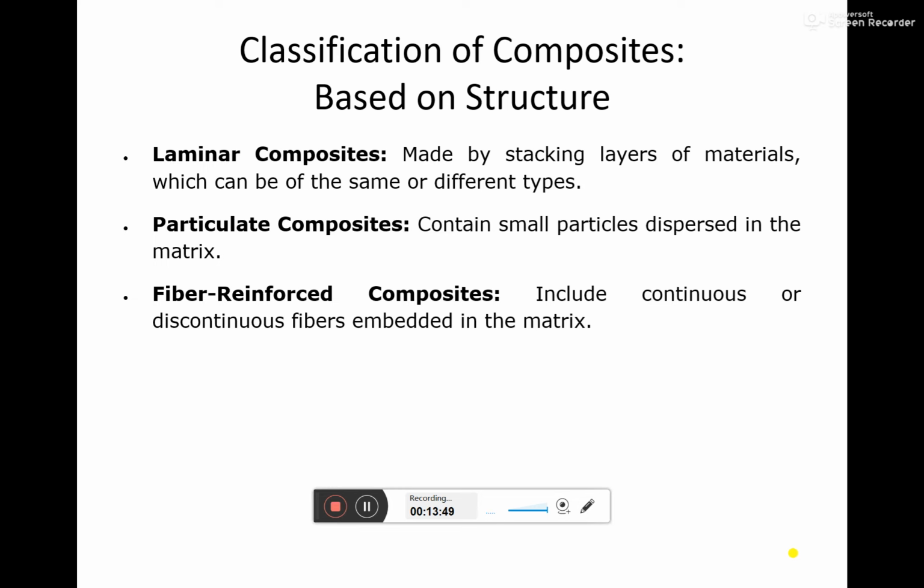And the next one is fiber reinforced composites, where we use continuous or discontinuous fibers, embedded in the matrix. Then they are known as the fiber reinforced composites. So this is one classification of the composites based on the structure. Based on the structure, they may be classified as laminar composites, particulate composites or fiber reinforced composites.